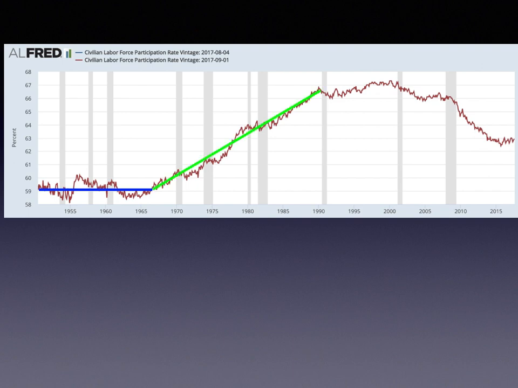We have this jump up, and then it's level. And we actually have four different categories here. So that last category, it looks like a decline. Anybody have an idea why we had this big jump in the labor force participation rate from about 1967 up to about 1990?